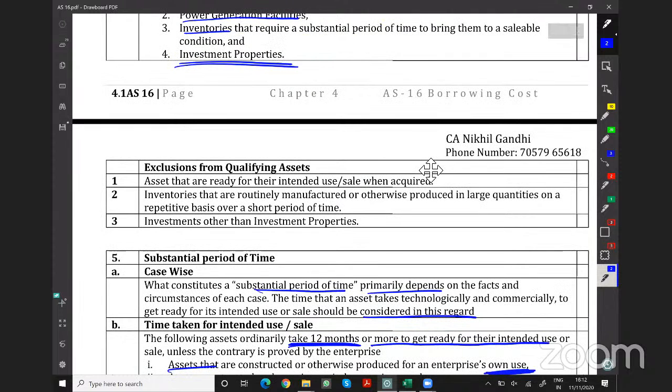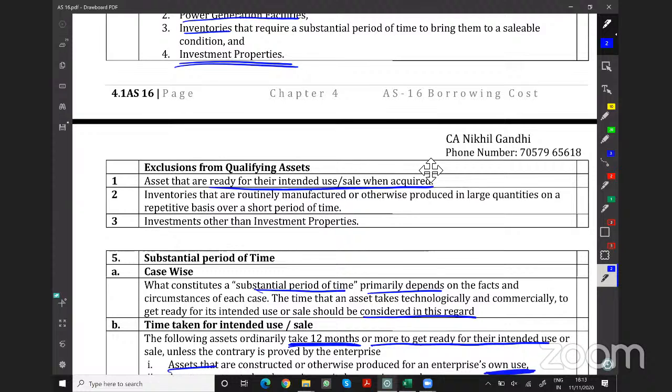Exclusion from qualifying asset: assets that are ready for their intended use or sale when acquired. I've purchased a ready-made laptop. So, sir, borrowing cost should not be capitalized. I've purchased a land and we will construct a building, and after 1-2 years we will receive the building. So that takes a substantial period of time, then it is a qualifying asset. Since the asset is ready for its intended use, no time is required to prepare that asset. So if an asset is ready for its intended use, it is not considered a qualifying asset.